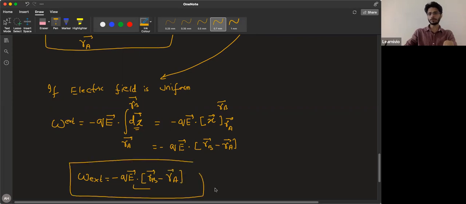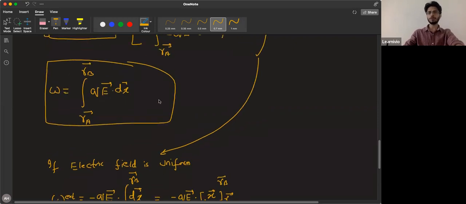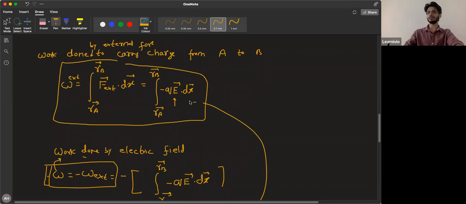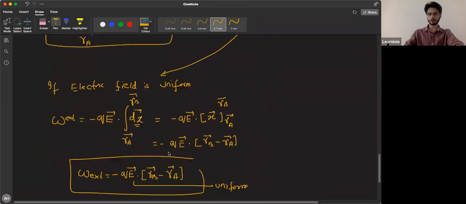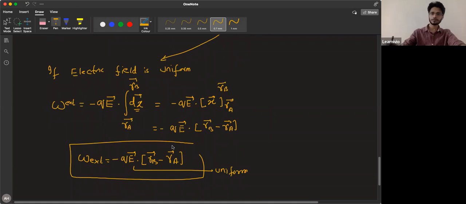But we can use this expression only if your field is uniform. If your field is not uniform, then you will be using the integral expression for the external force. So this is for the uniform field. Note it down. In a non-uniform field, charge may be constant or variable. Charge and field are two independent things. When we usually talk about charge, we say that charge is a constant thing. So field and charge are independent. The field can be constant or variable, uniform or non-uniform. Charge is usually always constant.